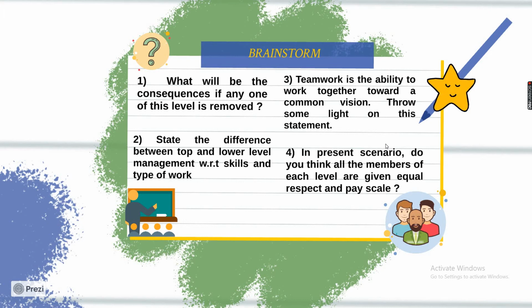So educators, you need to ask these questions and you need to ask them probing questions so that you can inculcate rational and critical thinking among the students. Second question: state the difference between top and lower level management with respect to skills and type of work. Third question, teamwork is the ability to work together towards a common vision. Throw some light on the statement.